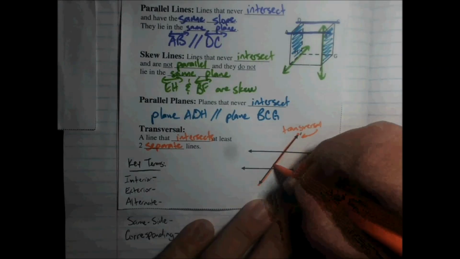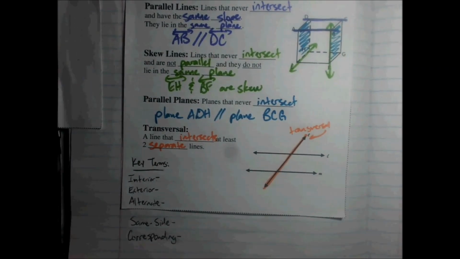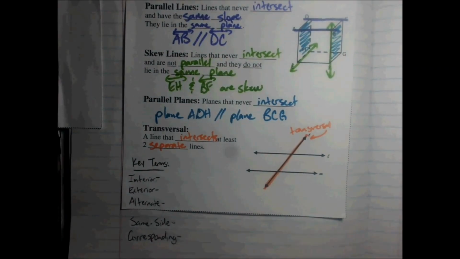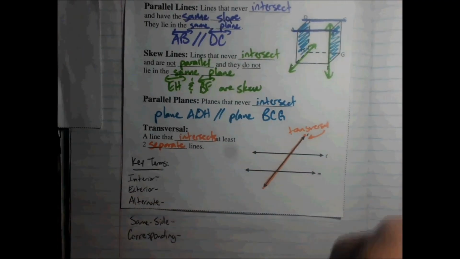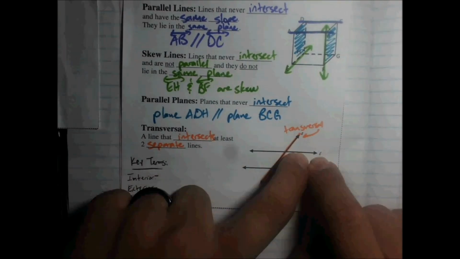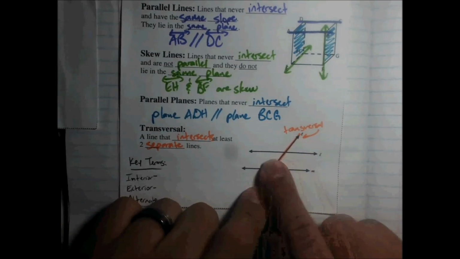So the transversal is super important. They do a lot of different things. They cross two lines, right? So any line that crosses two lines is a transversal. Line M only crosses T, so it's not a transversal. But T intersects here and here on L and M, so that is the transversal.